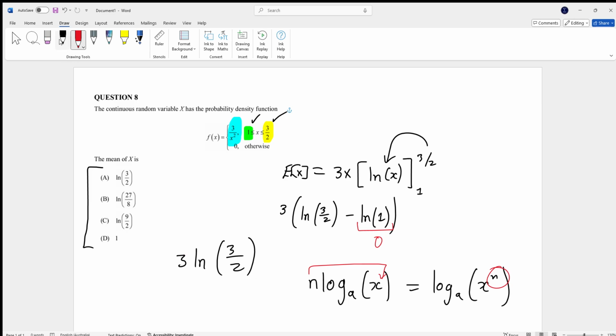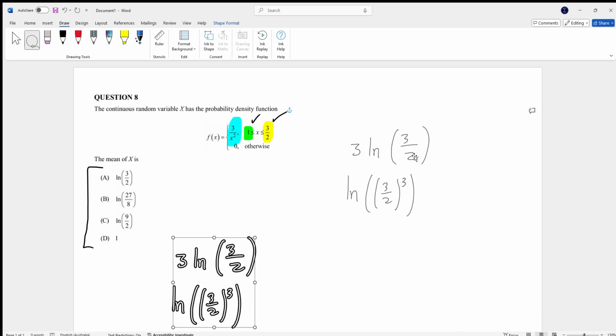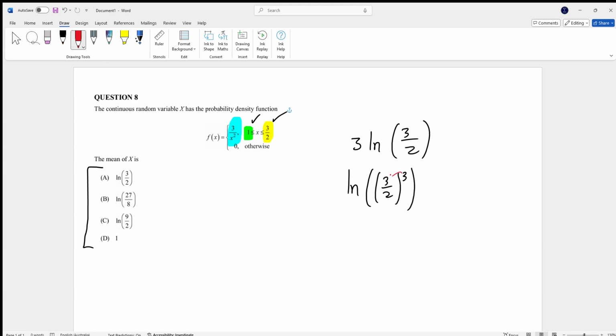So why don't we do the same thing with the 3? So here you'll get natural log. Now that 3 has to apply to that entire thing, so it'll be 3 over 2 all to the power of 3. Now we can expand that power of 3 to each of them. So that will turn into natural log of 3 cubed over 2 cubed. 3 cubed is 27, and 2 to the power of 3 is 8. So we're looking for natural log of 27 over 8, which is B.